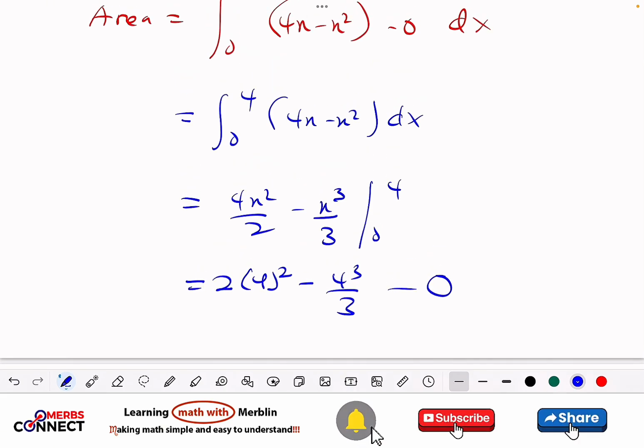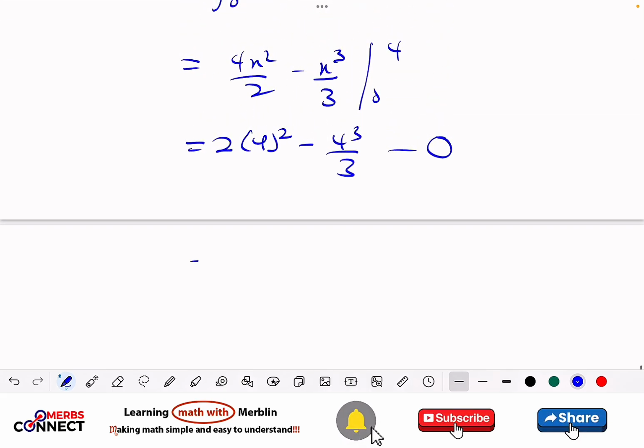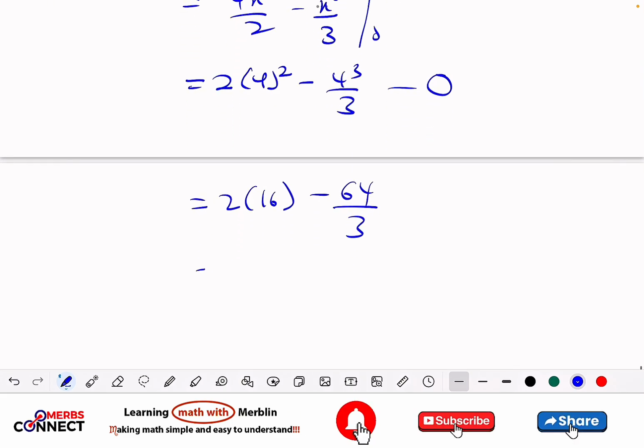So let's see what we are going to get. 4 squared is 16. 4 to the power 3 is 64. 2 times 16 is 32, minus 64 over 3. Solve this and have 32 over 3.